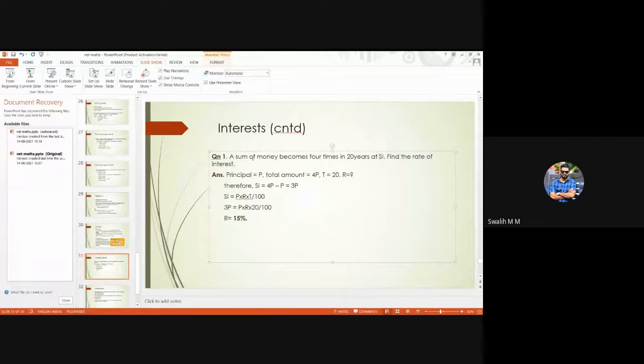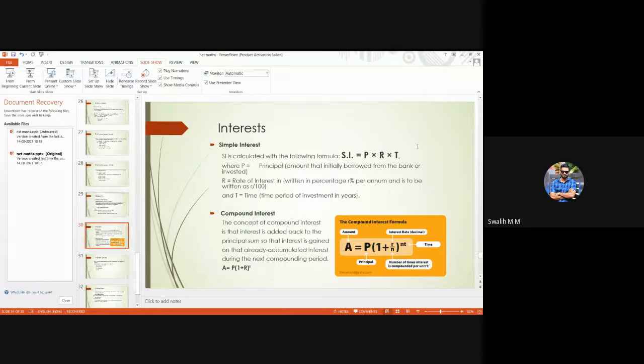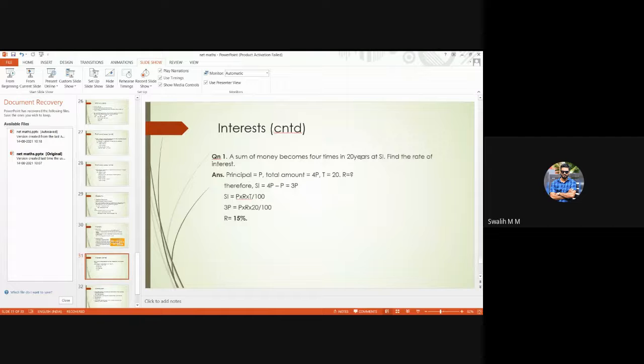And what do we need to find? The rate. So what all do we need to know? Principal, rate and time. Principal is not given, but what is given? It becomes 4 times in 20 years. That means after 20 years the principal becomes 4 times, 4P. So P becomes 4P. So what is this 3P? 3P is the interest added. Simple interest means 4P minus P, that is 3P.